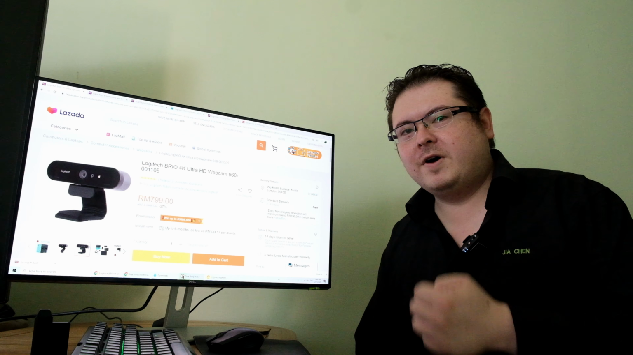Because most of these webcams, on the highest setting, only do the 30 frame rate, the not so smooth one. So if you want full HD at a high frame rate, 60 or 50 frames per second, you need to buy a 4K camera. It's just like that one. So for 800 ringgit, you get full HD. Full HD is 1080, and it's very, very smooth. But it's 800 bucks, my god.